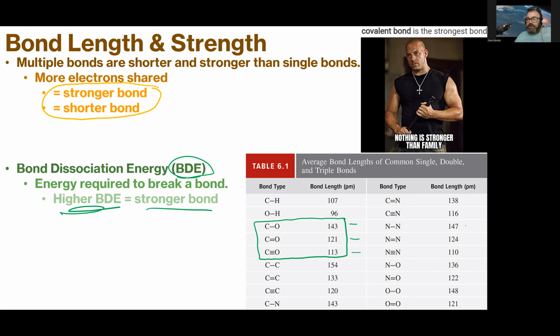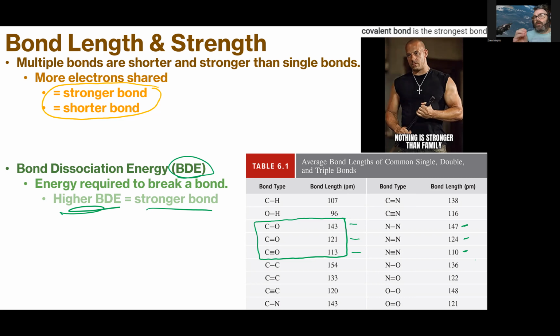Here's 3 nitrogen ones. The single is long, the double is in the middle, and the triple is shortest. And so we can say that the triple is going to be a stronger bond. It's going to have a higher bond dissociation energy because of all of these things.